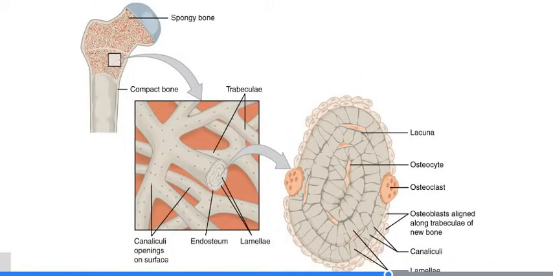Spongy bone tissue is organized into lamellae as well, just not quite as tightly organized as compact bone tissue. There are osteoblasts and osteocytes on the outside. Again, that's the endosteum of the bone. And then osteocytes and lacunae between the layers of bone matrix.